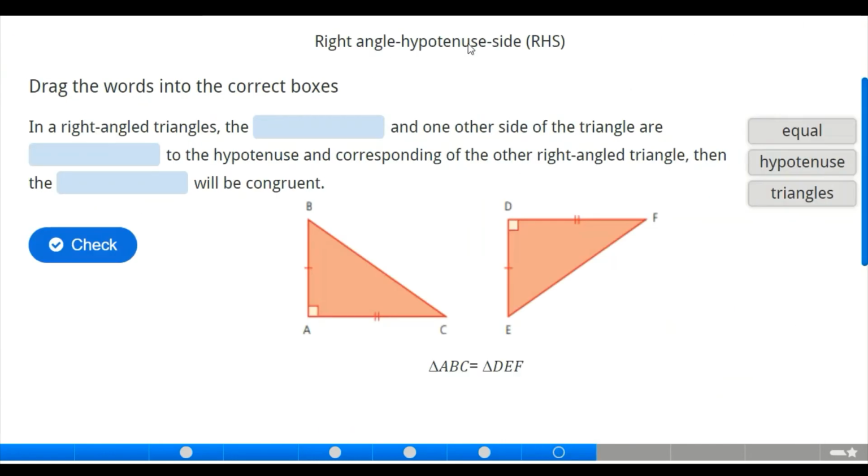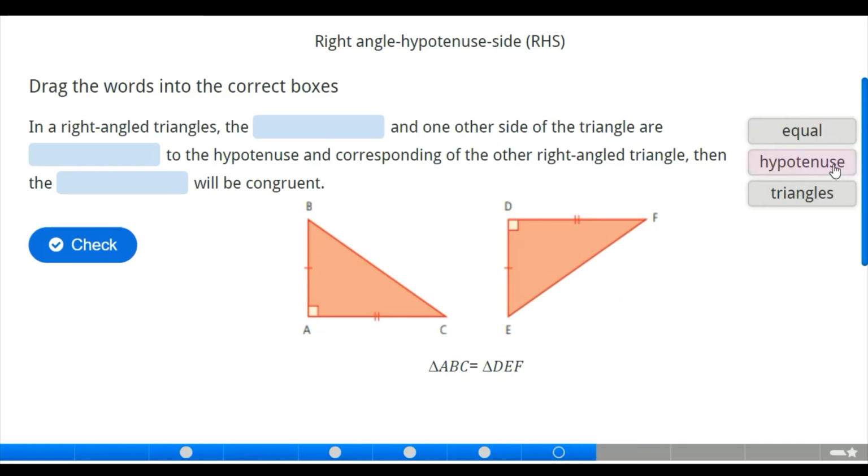Okay, now let's look at the next condition we have here, which is right angle hypotenuse side. We call that RHS. In a right angle triangle, if the hypotenuse and one other side of the triangle are equal to the hypotenuse and the corresponding side of the other triangle, then we say that that type of triangle will be congruent in nature.